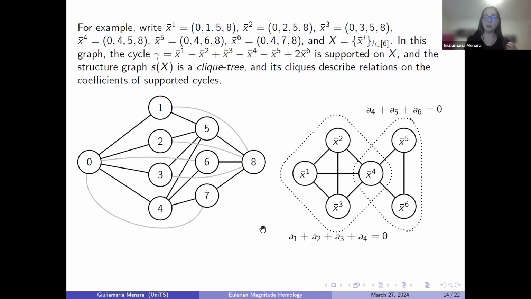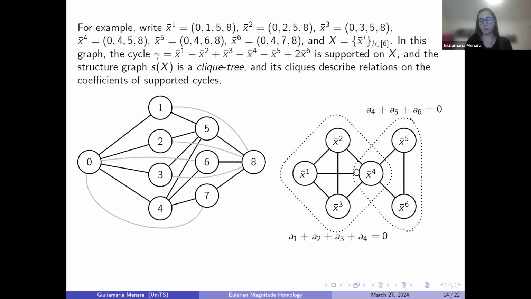And remember, we add an edge whenever the tuples differ in exactly one vertex. Here, all these tuples differ in one entry, so we have to add an edge between any pair of vertices x1, x2, x3, x4. This produces a clique in the structure graph. And the idea here is we want the sum of all the coefficients A1, A2, A3, A4 to be 0. This is where we say the structure graph encodes relationships about the coefficients.